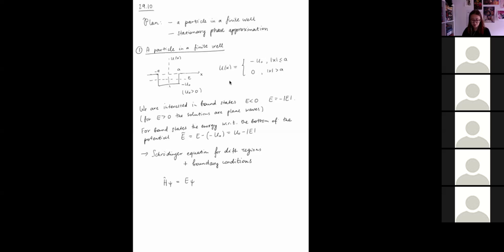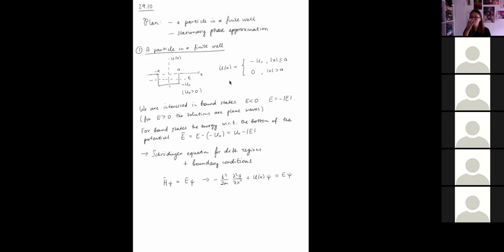So we have the Hamiltonian H, and our idea is to find the eigenfunctions psi and also the eigenvalues E that correspond to these eigenfunctions. And the Hamiltonian, as we know, we can just write it as minus h bar squared over 2m, second derivative of psi. This is just the momentum operator, p squared over 2m, plus U of x psi equals E psi.